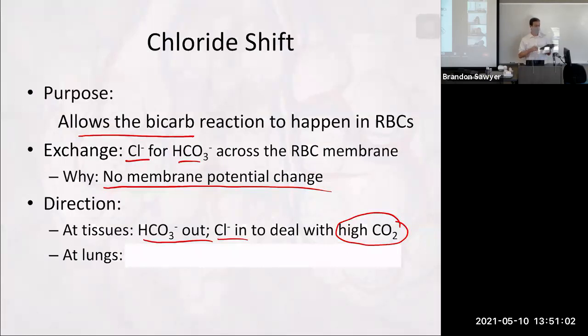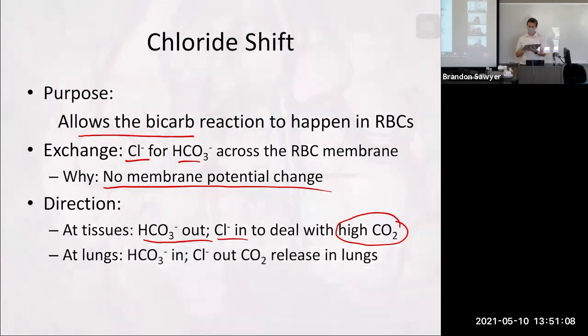And then when that red blood cell makes its way back up to the lungs to release the CO2, we do the opposite. The bicarb comes into the red blood cell, chloride goes out, and this allows us to release CO2 in the lungs. Don't worry if you don't have that all worked out in your head yet. We're going to spend a little time with it over the next few slides.